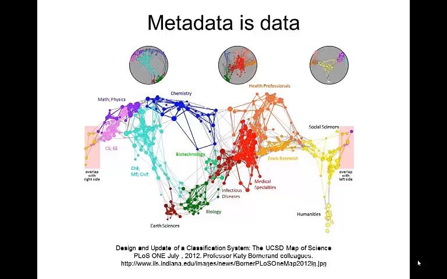Metadata is data. Don't forget that. It's nothing special. It can be used as data. So here's an example. This is taking the metadata from research articles, the authors, what departments they work in, that kind of thing, and then taking from that information on tens of millions of scientific papers, then using the connections between the authors and what they publish in and the keywords associated with the journals, Katy Börner at Indiana created this map of science.